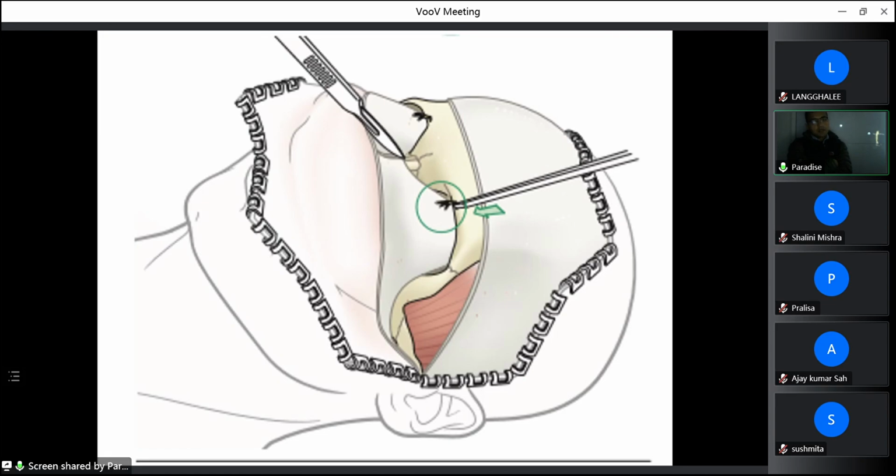The layers which are present superficially, the skin, subcutaneous connective tissue, and aponeurosis or galea aponeurotica are firmly adhered to each other, so we can't split between them. So the only option left is we have to raise the flap through the loose areolar tissue. You can only raise the flap through the loose areolar tissue.